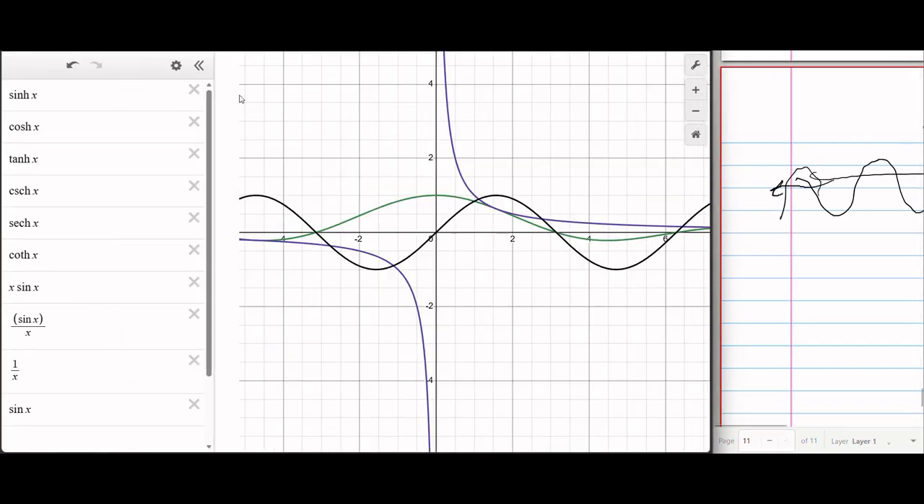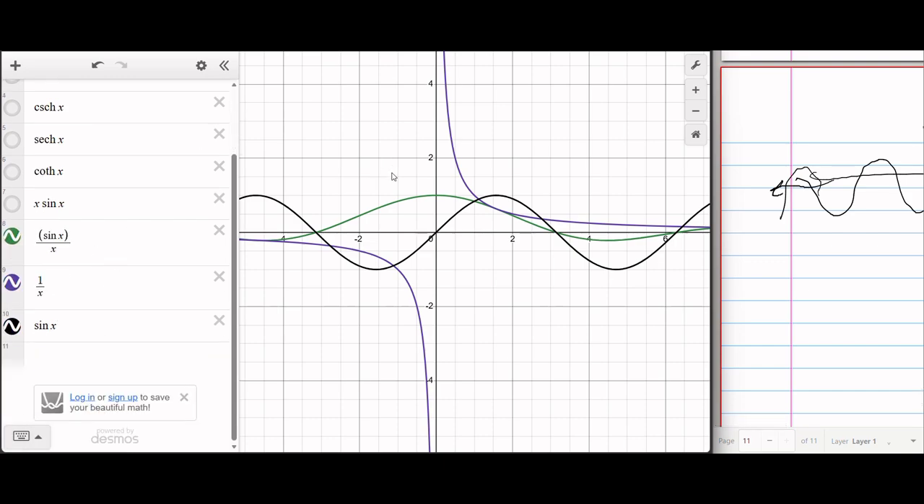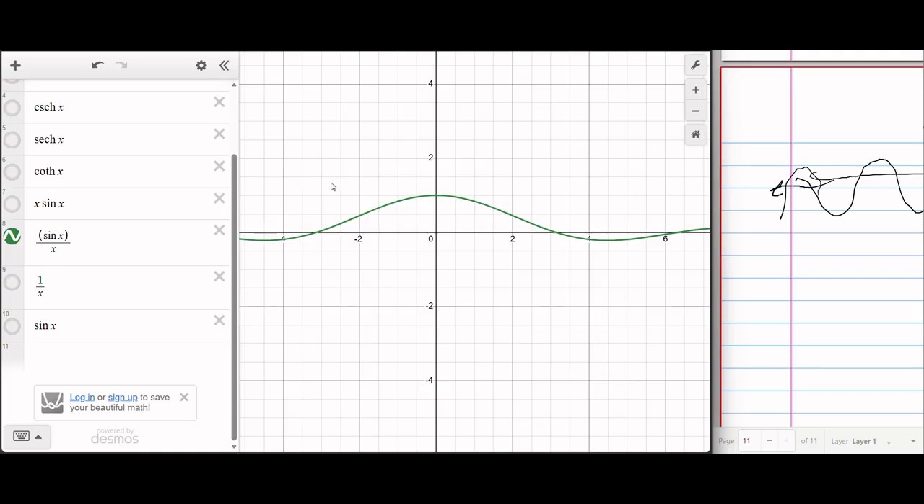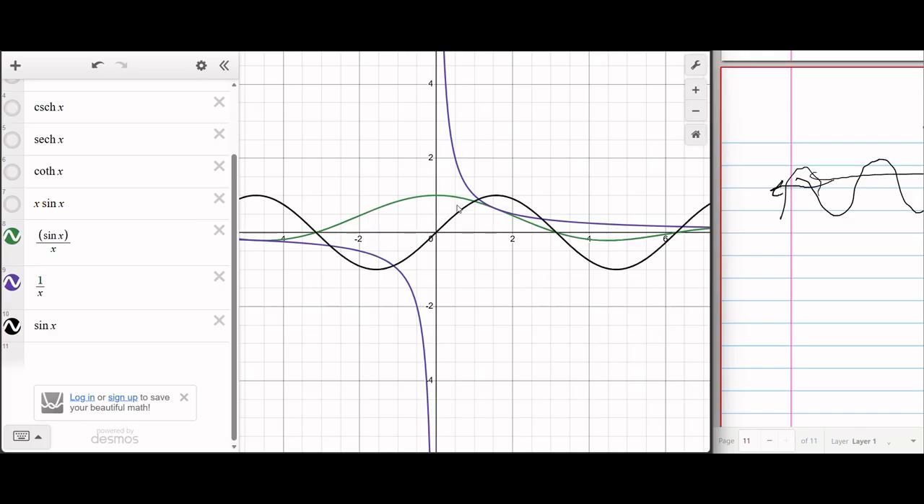If you want to see it in Desmos, then this green function is sin x by x, 1 by x is the purple one, and sin x is the red one.